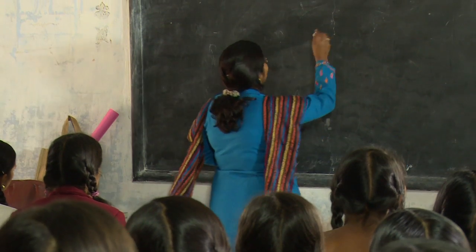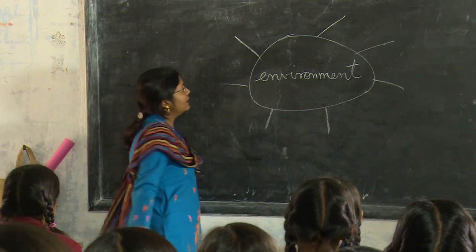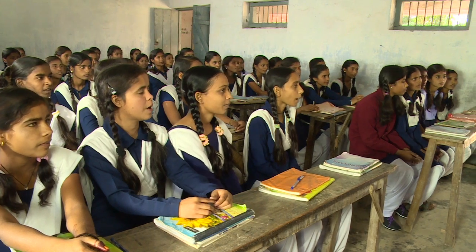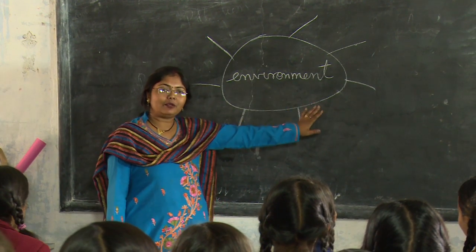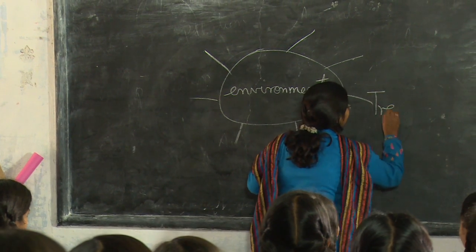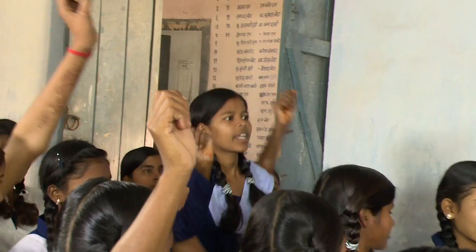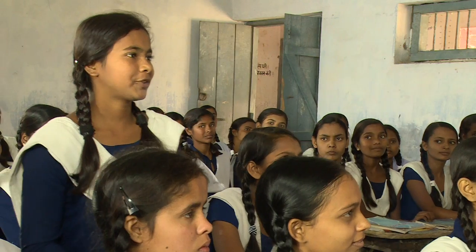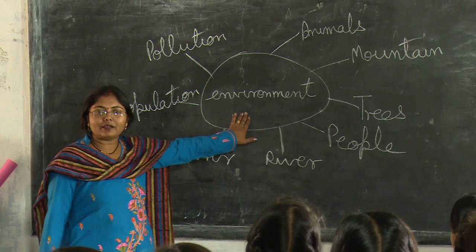Yes. Let me first draw a spider and I'll write a word. What is this word? Environment. Yes. Now what I will do? I will write words related to environment on all these legs. Trees. Any other word? Shikha? River. Air. Pollution. I have made a spidergram of environment.